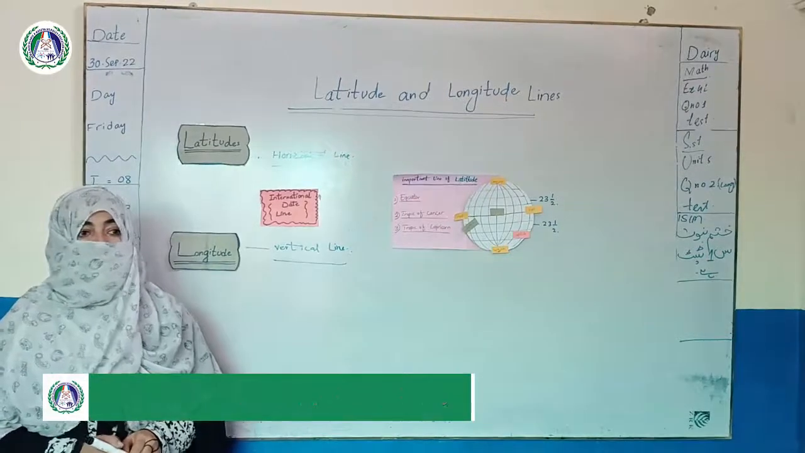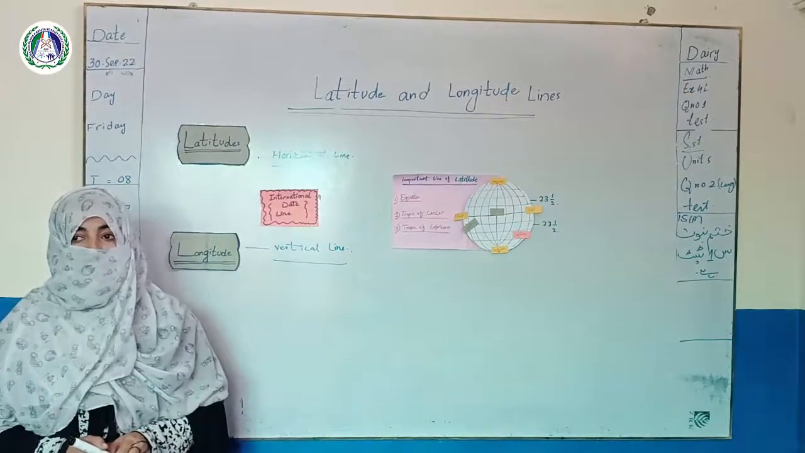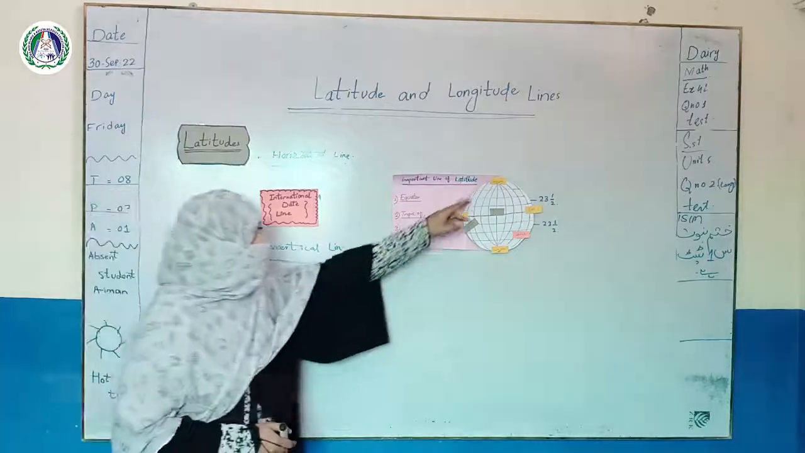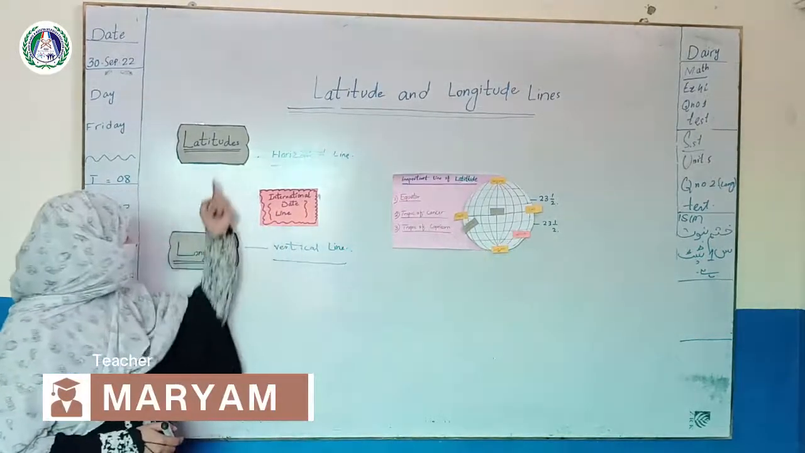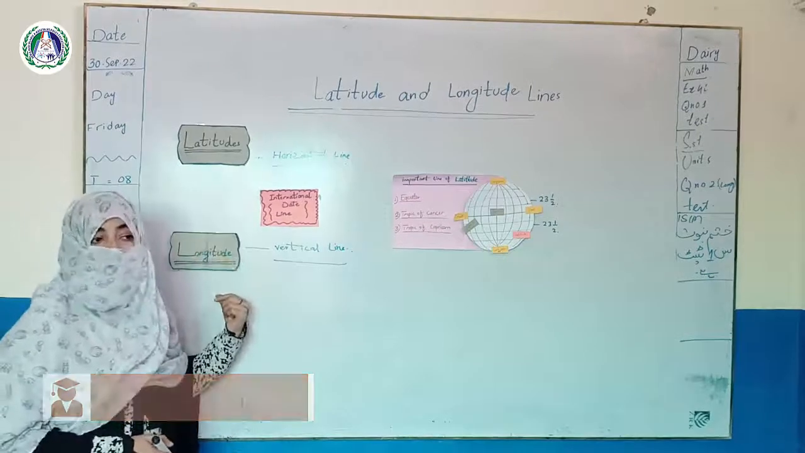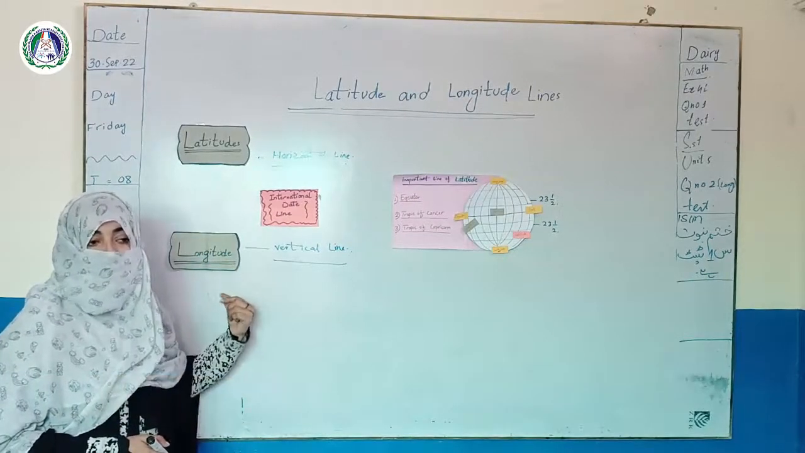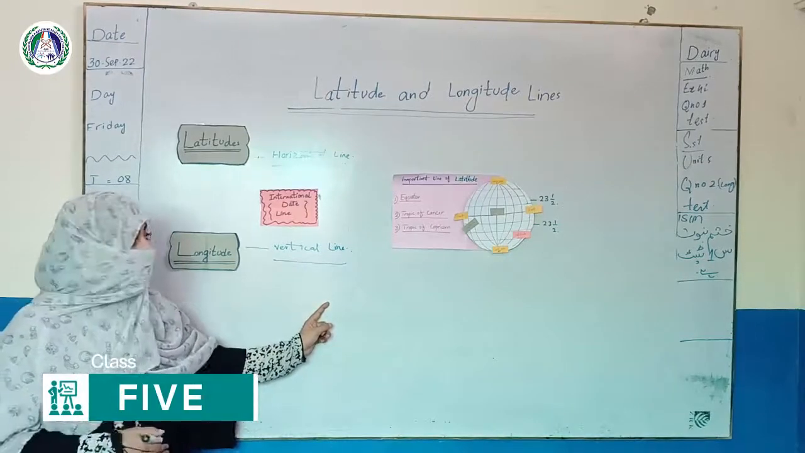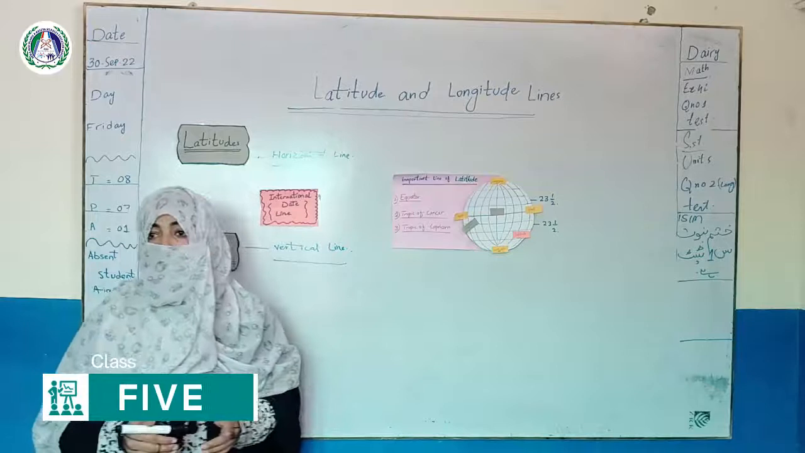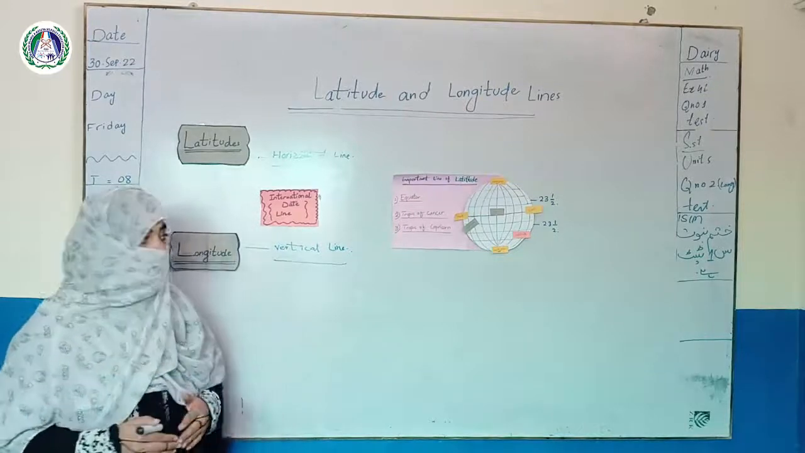Today our topic is about latitude and longitude lines. As you know, our Earth looks like a sphere. It's flat at the top and bottom, at the poles. Latitude and longitude lines are drawn on it. They are imaginary lines which help us to locate the area and time of any country in this world.